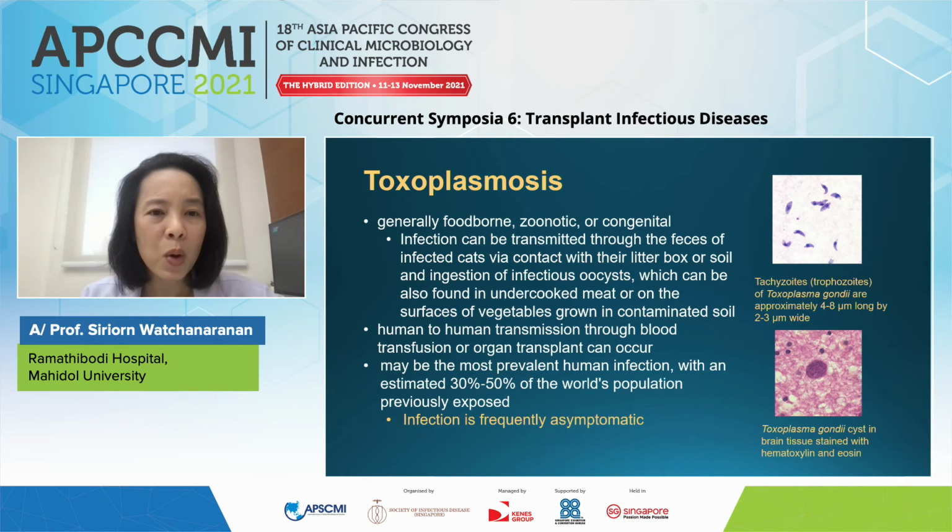Toxoplasmosis is generally a foodborne illness and can be transmitted through feces of infected cats, or it also can be contracted through undercooked meat or vegetables. And again, human-to-human transmission can be seen through blood or organ transplant. The prevalence of the infection in the general population is actually high, up to 50%. Most patients are asymptomatic. Next slide, please.